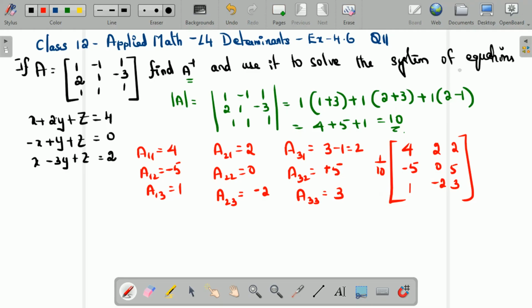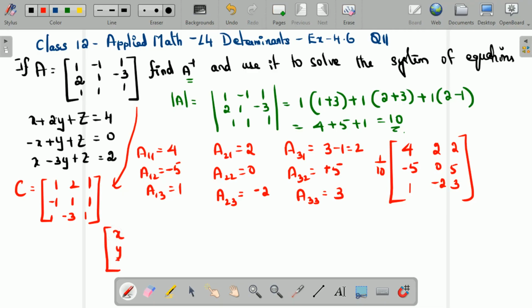But they said to use it to solve the system of equations. See, if you note, this particular coefficient matrix, let me call this C, is going to be 1, 2, 1; minus 1, 1, 1; 1, minus 3, 1, which is nothing but the transpose of this particular matrix. So in order to compute x, y and z, we can use whatever we have computed here. This is going to be the inverse of this matrix, where the determinants of these two matrices will be the same. So we are going to directly use the determinant of A that we already computed. So 1 by 10. As for the adjoint, it is the transpose of this adjoint.